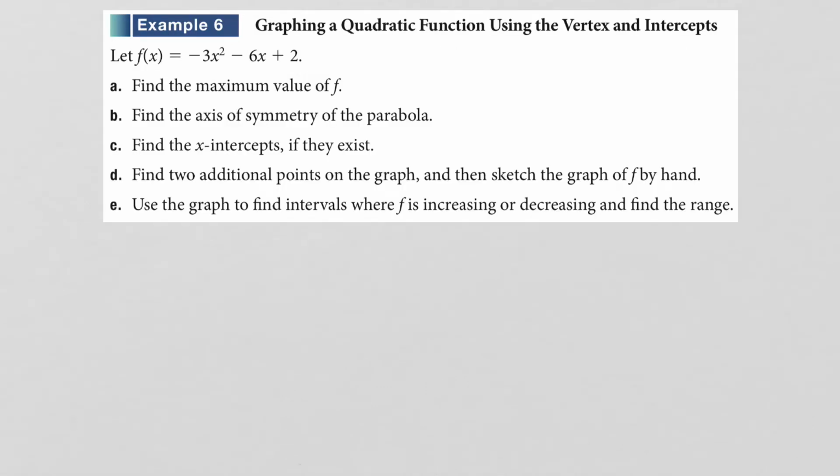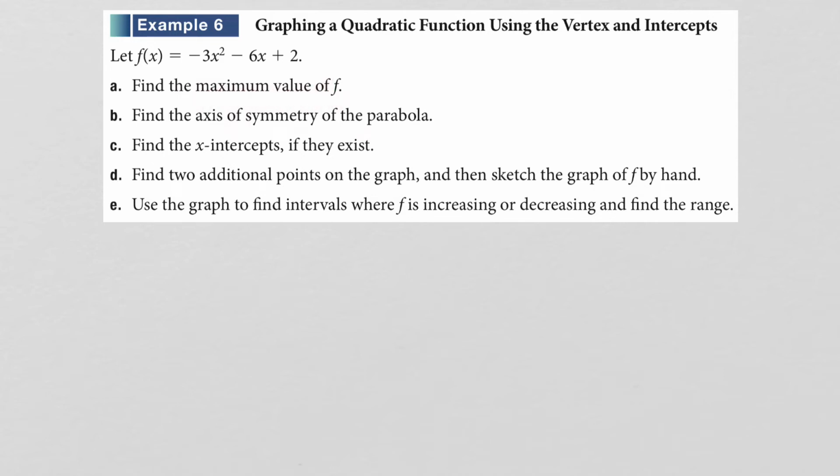Next, we want to talk about graphing a quadratic function using the vertex and the intercepts. So to get a decent picture of a parabola, you can just find the vertex and the x and y intercepts. And that will work as long as it has x-intercepts. But we'll go ahead and go through the process here. So for this particular quadratic function, they want us to find the maximum value of f.